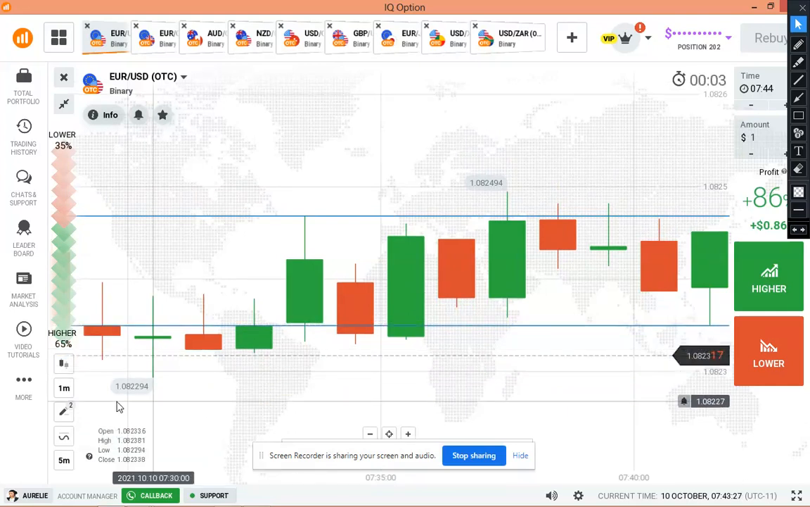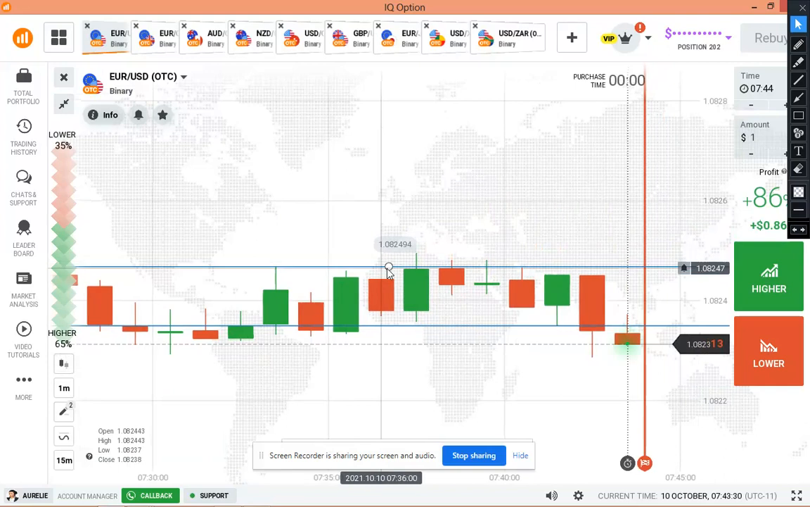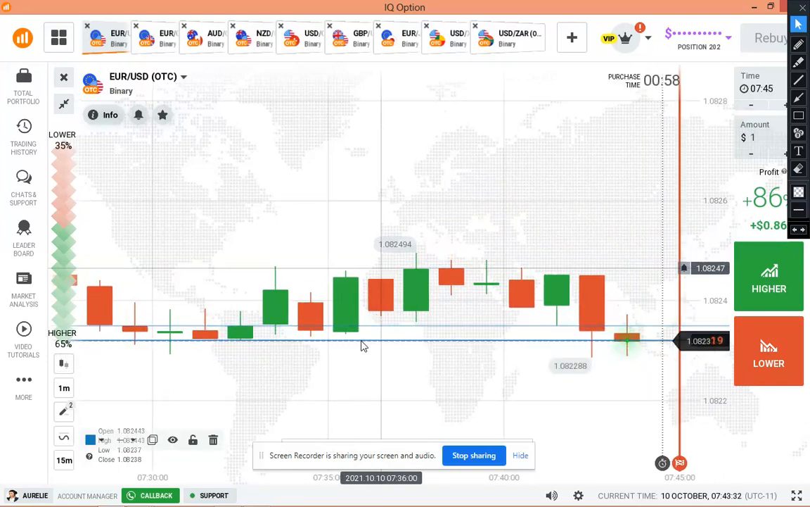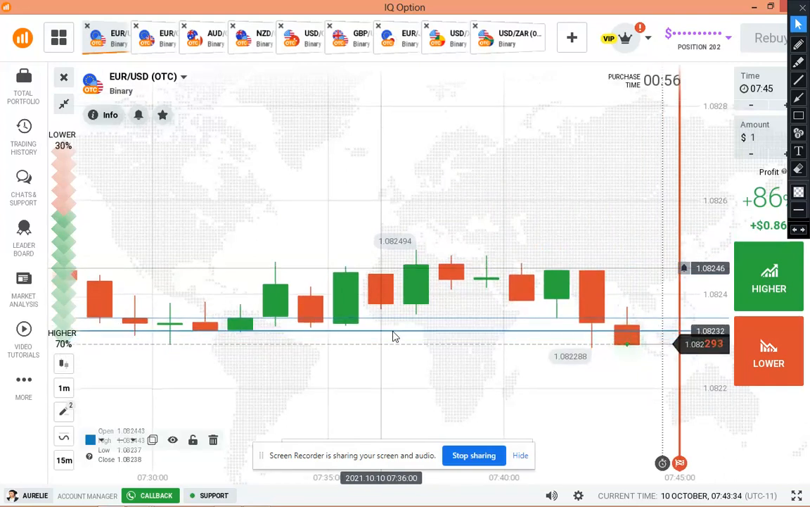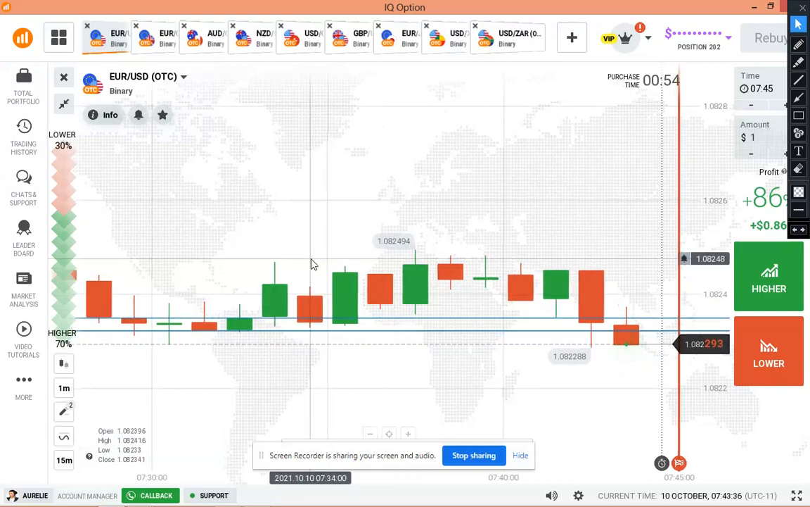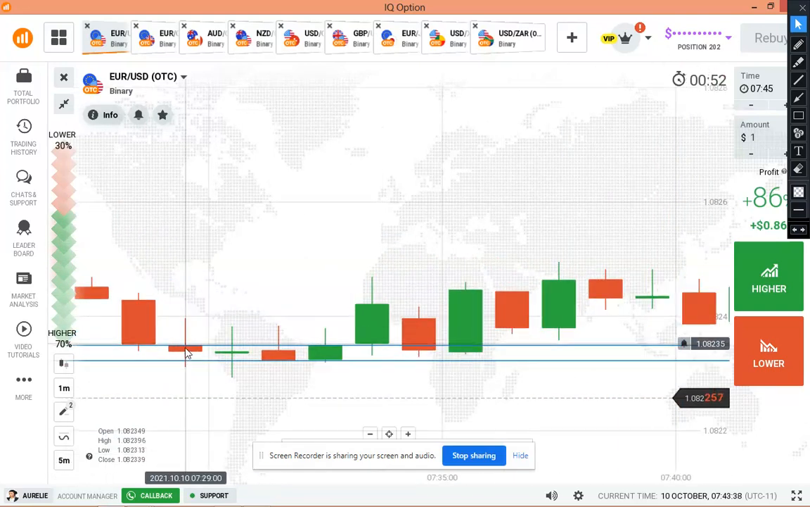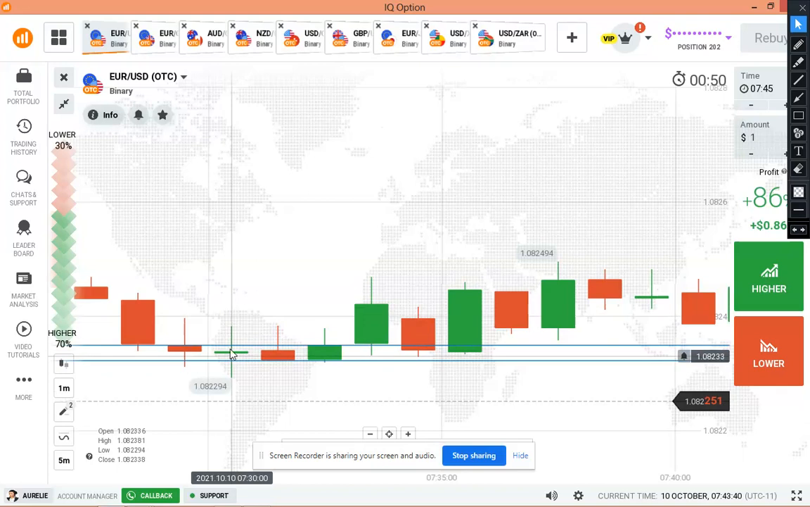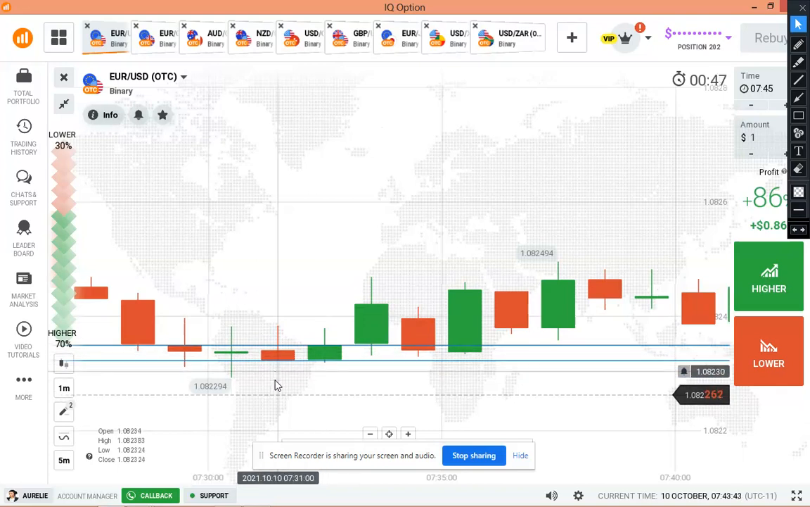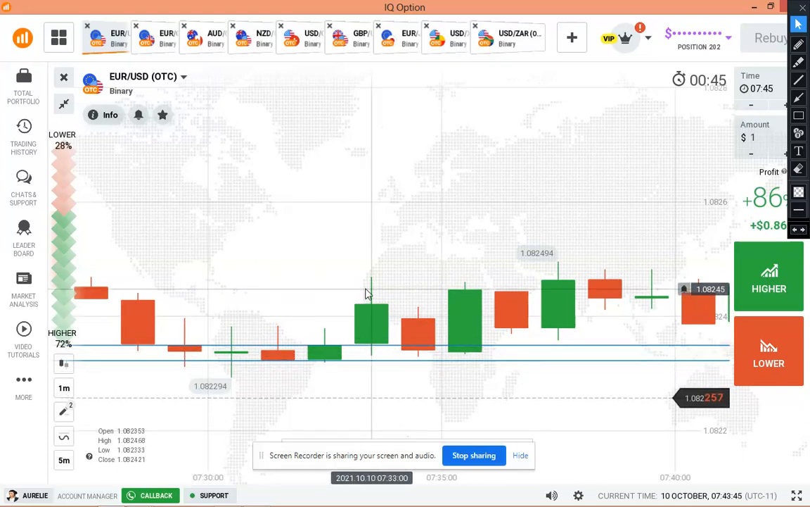Okay, this is the lowest body. So I think here, okay, so this is the lowest body. This is the last red candle before bias entered, and this is another red candle when bias entered again.